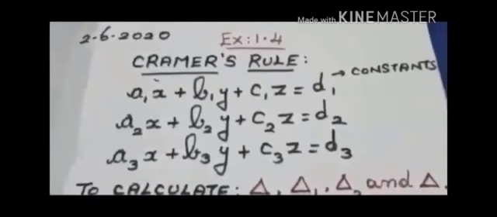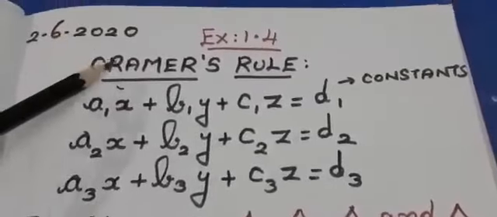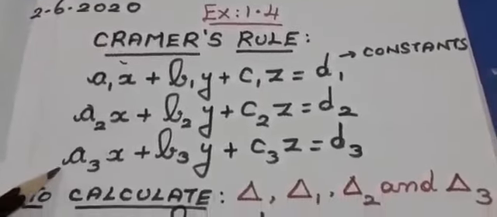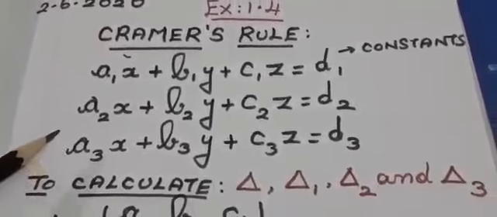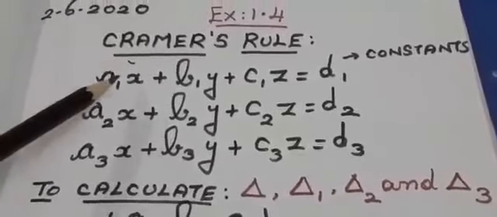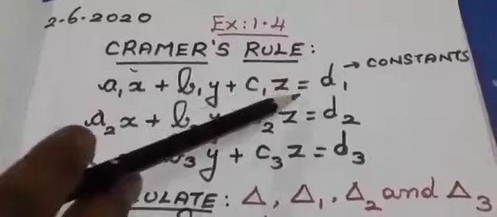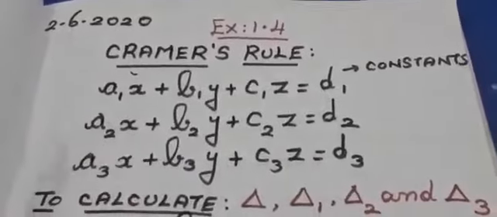In the last class, you saw the matrix inversion method and today we are going to see Cramer's rule. So, how to apply Cramer's rule? I am going to take three equations here, students. If you see the three equations, you will have the variables x, y and z equal to a constant.